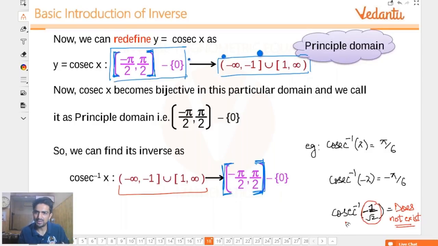Does sine ever become minus root 2? No, never. It is cosecant inverse minus root 2, which is minus pi by 4, which you guys were answering. Yes. Okay, so it is cosecant inverse minus root 2, which is minus pi by 4.